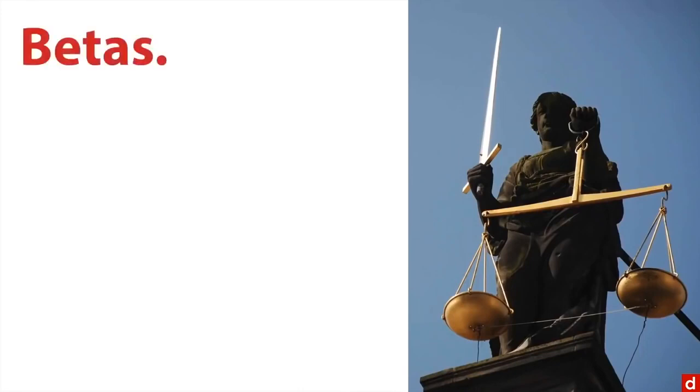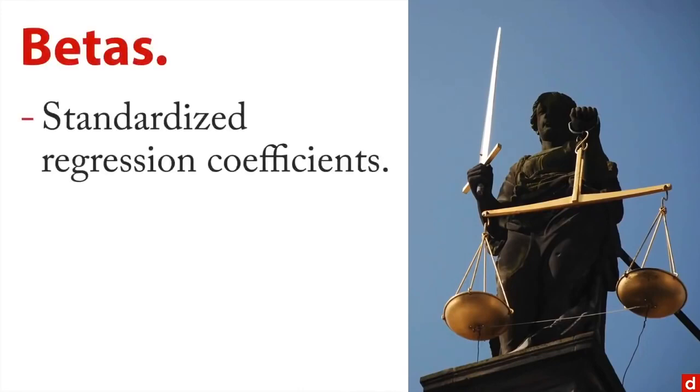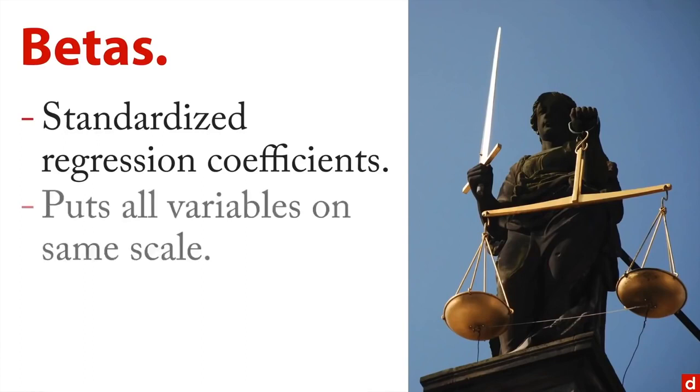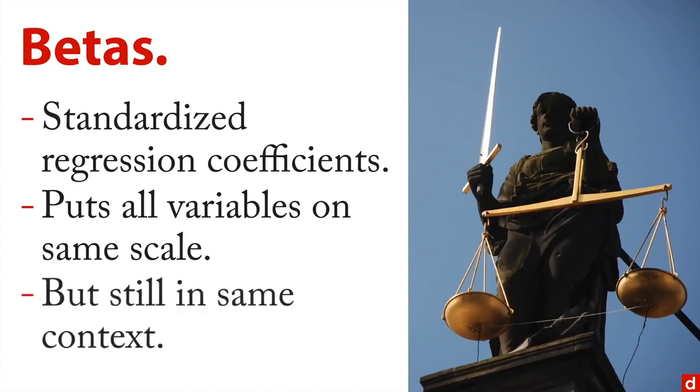A slightly better approach is to use betas, or standardized regression coefficients. And this is where you put all the variables on the same scale. So usually standardized from 0 and then to either -1, +1, or with a standard deviation of 1. The trick is, though, they're still in the same context of each other, and you can't really separate them because those coefficients are only valid when you take that group of predictors as a whole.